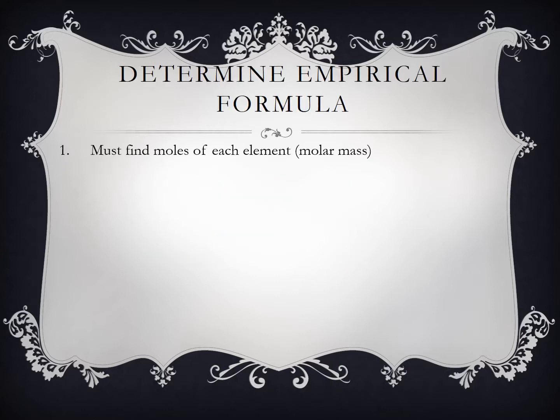So how do you find the empirical formula? Again, it goes down to moles. So you want to make sure you have the moles of each element, so you need to convert grams to moles, and then you just do the ratio between large over small.